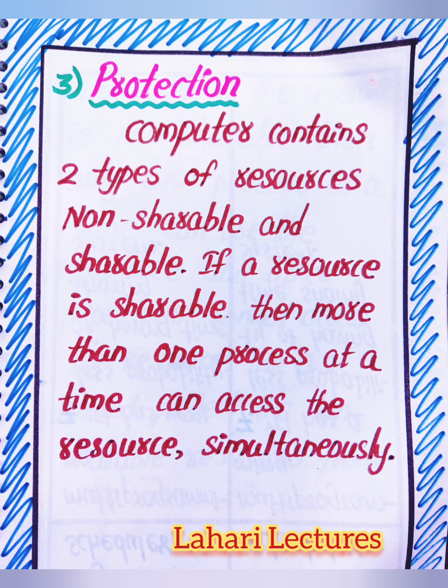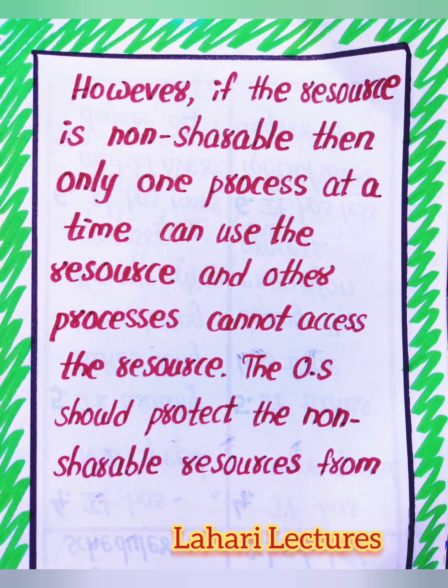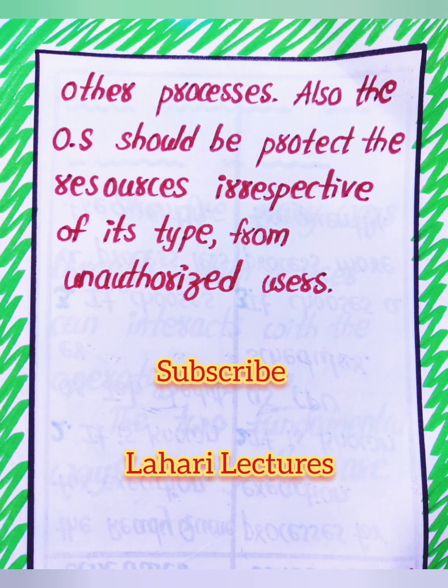Third one, protection. A computer contains two types of resources, non-shareable and shareable. If a resource is shareable, then more than one process at a time can access the resource simultaneously. However, if the resource is non-shareable, then only one process at a time can use the resource and other processes cannot access the resource. The OS should protect the non-shareable resources from other processes. Also, the OS should protect the resources, irrespective of their type, from unauthorized users.